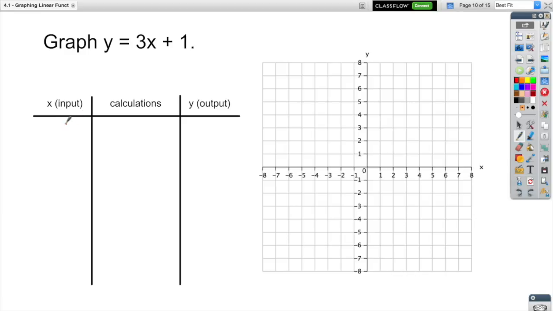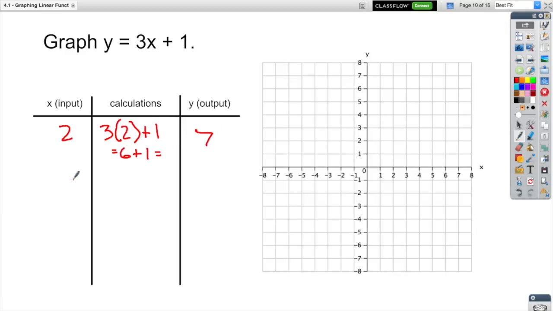And again, these can be whatever you want them to be, although once again, I'd pick at least 3 and pick some positives and some negatives. Let's just keep it small. Let's just go with 2. All right, so I input 2. I do my calculations, just like our function machine does. 3 times 2 plus 1, we're just inputting in for x. We would get 6 plus 1, which gives us an output of 7.